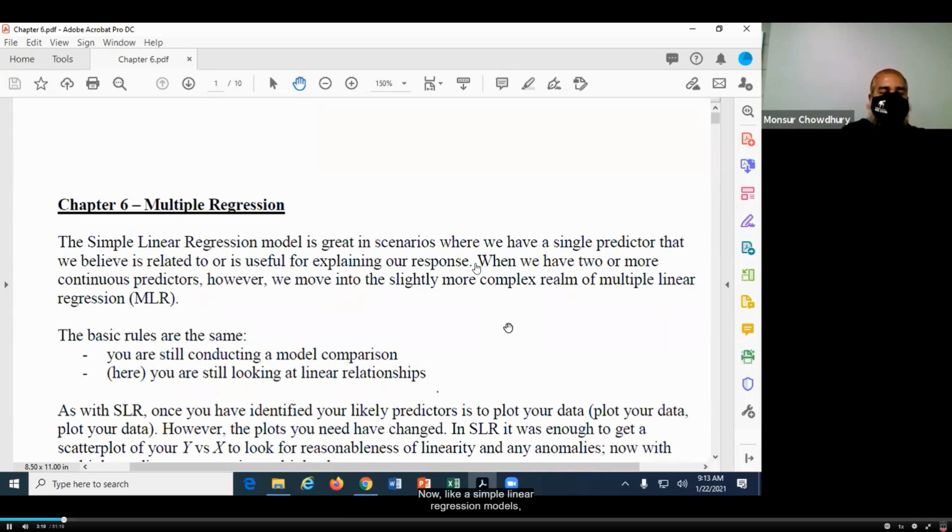Now, like in simple linear regression models, you need to plot your data to look for the linear relationship. But here we need to plot our response variable versus the predictor, and then also we need to check whether the predictors themselves have any relationship or not. So we plot y versus x as well as x versus x because we have multiple x. X means here the predictor variables.